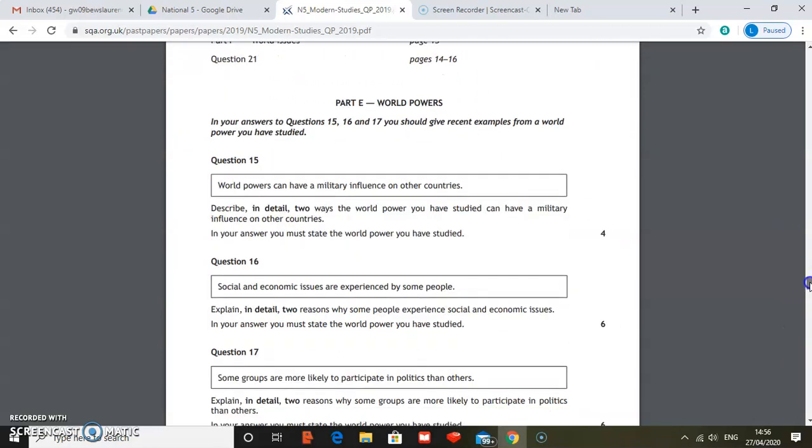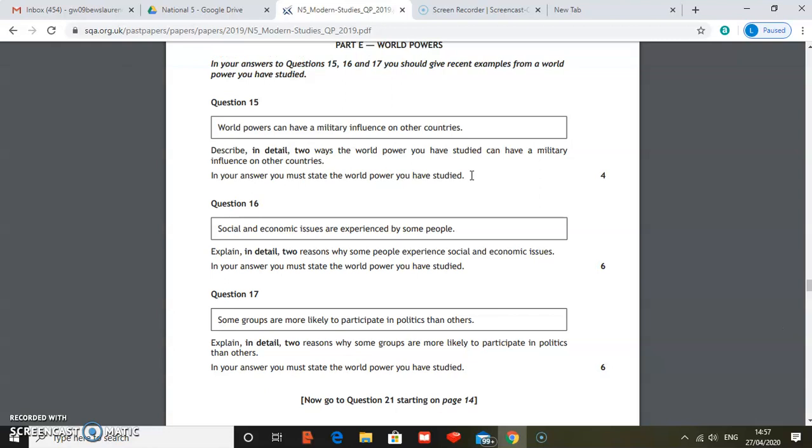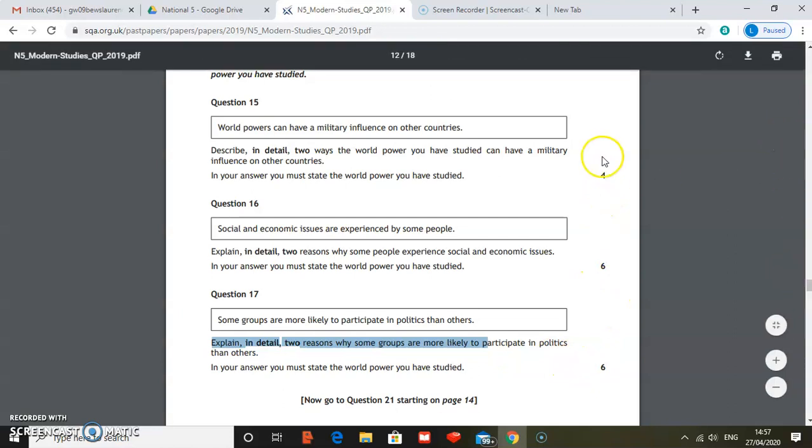When we go to section 3, we do world powers. So, key thing here is, in your answer you must state the world power you have studied. We do the USA. If you do not mention the country you studied and it isn't clear in your answer, you will get 0 marks. They are very, very tight on this. Make sure you start your question, the world power I have studied is the USA, and then answer your question. The second question you can see is an explain, and the third question is another explain, and they're worth 6, 6, and 4 marks. So 4 sentences, 6 sentences, 6 sentences.